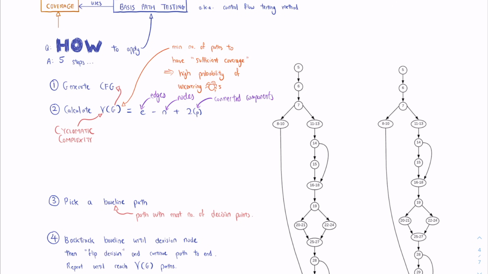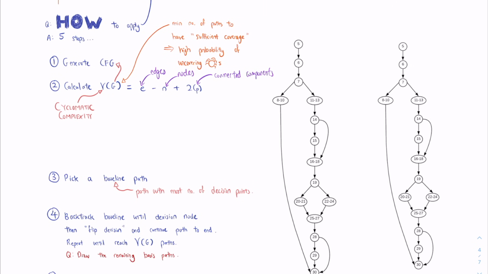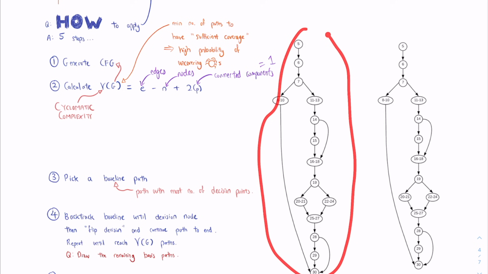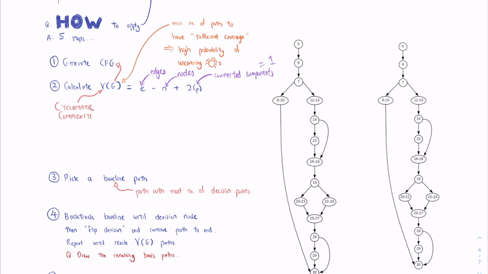If you remember your graph theory, connected components just mean a set of nodes that are connected together. More often than not, this value would be equal to 1 if we were just working on one method, like what we have over here. We just have one connected component. If you actually had multiple different methods, then you may have two connected components.